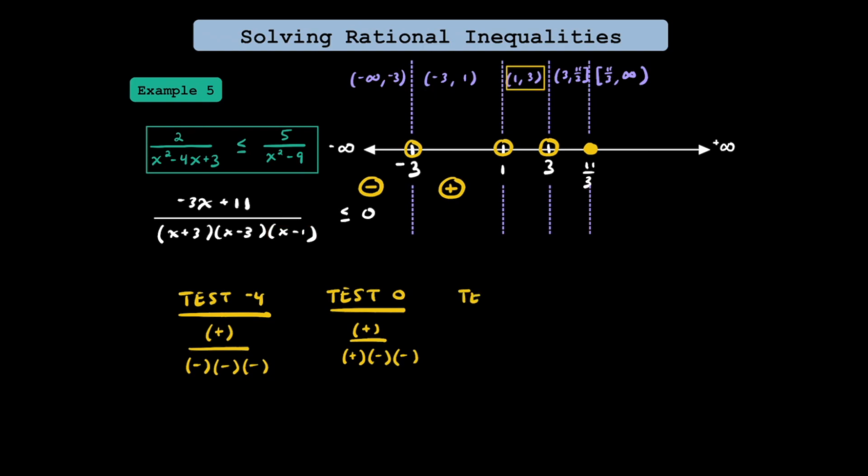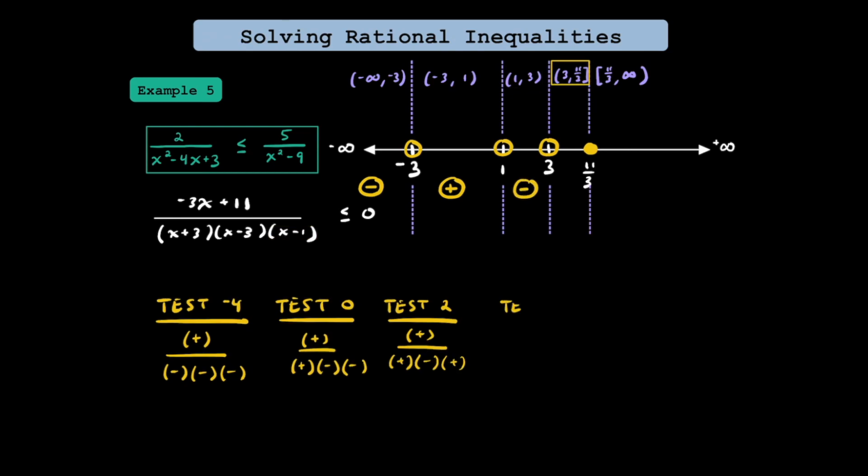In this third interval, let's test the value 2. Negative 3 times 2 is negative 6, and negative 6 plus 11 is going to be 5. That's going to be positive. On the bottom left, 2 plus 3 is going to be 5, and that's positive. In the middle, 2 minus 3 is negative 1, so that's negative. And on the right, 2 minus 1 is positive 1, which is positive. On the bottom, a positive times a negative is going to be negative, and a positive divided by negative is going to be negative. Everything's negative here.